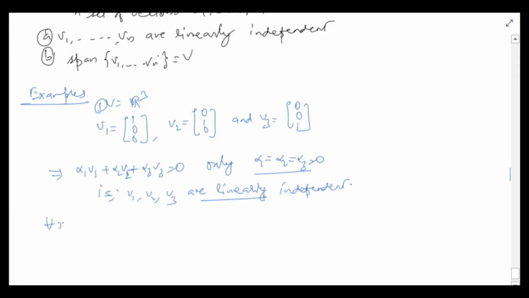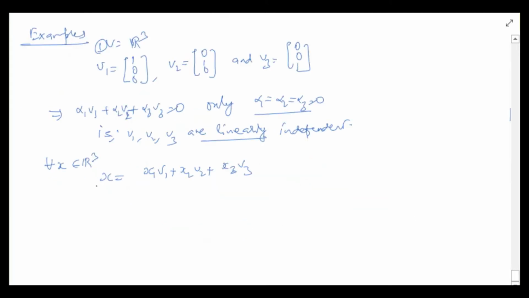Moreover, for any x in R3, I can write x as x1 v1 plus x2 v2 plus x3 v3, where x1, x2, x3 are the three components of x. That means any x in R3 can be expressed as a linear combination of v1, v2, v3. In other words, v1, v2, v3 span the whole of R3. So v1, v2, v3 is a basis of R3.